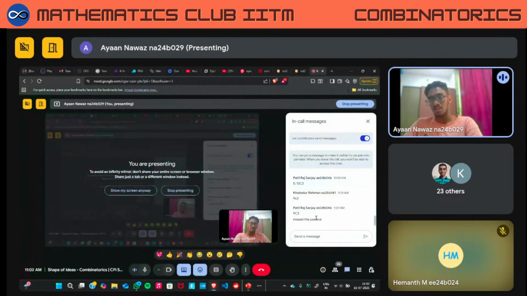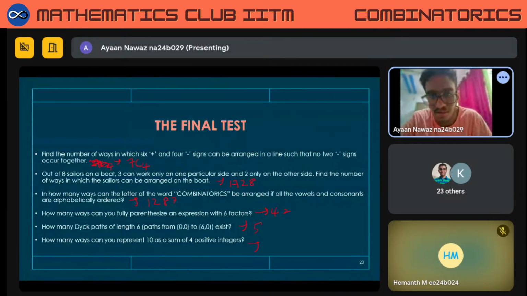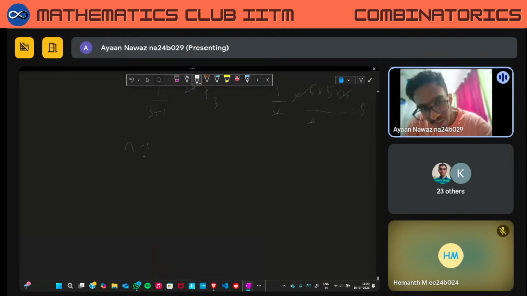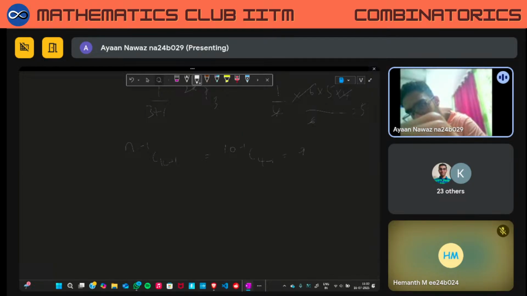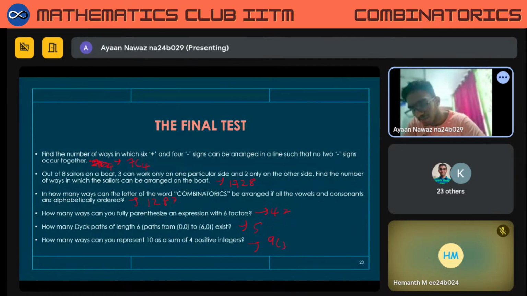Not 93, not 93. No, right, 93, correct. My bad, correct. Excellent. So n minus 1 C k minus 1. n is 10, so 10 minus 1, C 4 minus 1. That is 9C3. So whoever got 9C3, that is the right answer. Excellent.